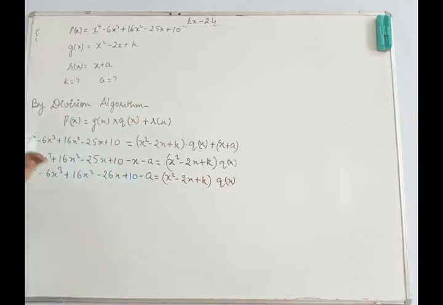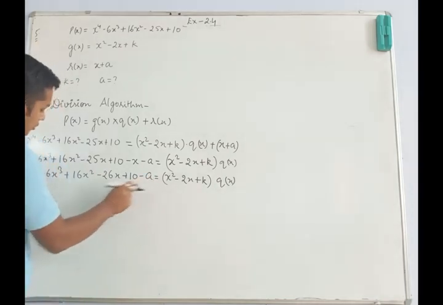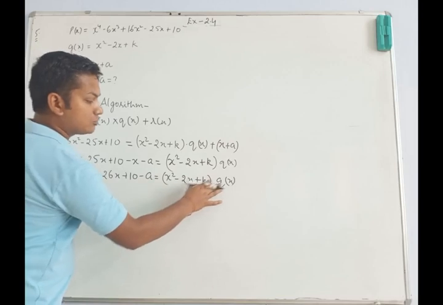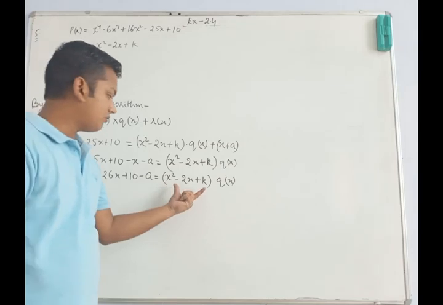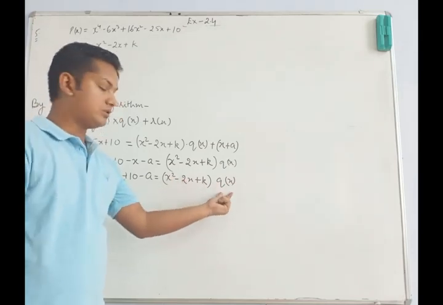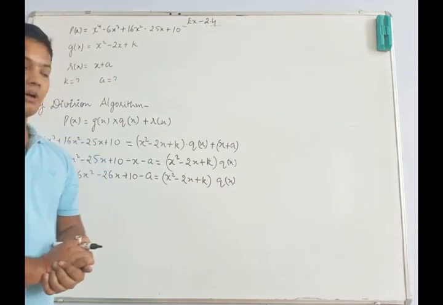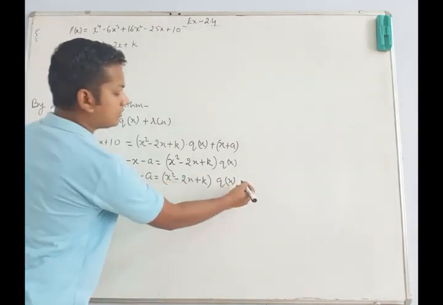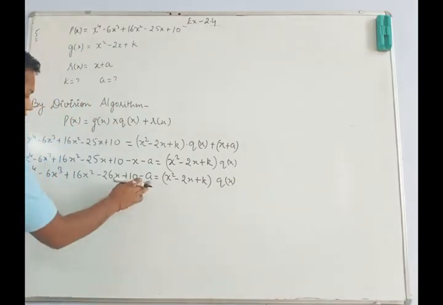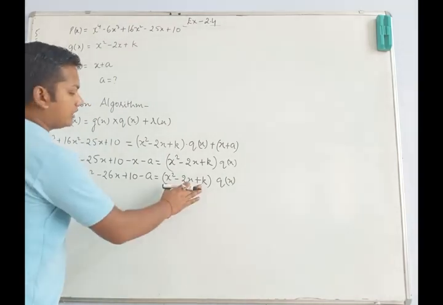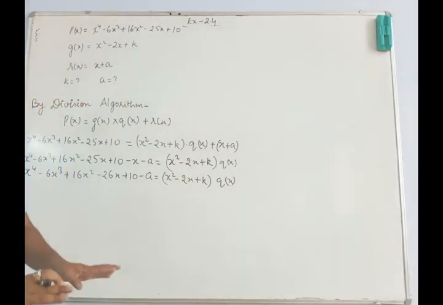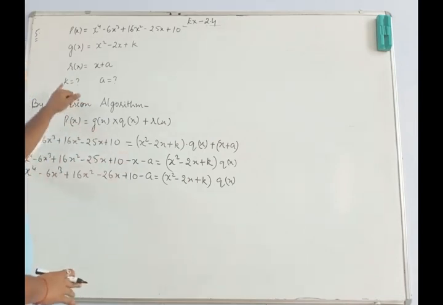Okay students, now here we can see that this is a polynomial and these two are two other polynomials. This whole polynomial is equal to the multiplication of these two polynomials. That means if I divide this polynomial by either of these two polynomials, I will get a remainder 0, because it divides completely. We are not getting any remainder over here. So this property we will apply to find out the values of k and a.